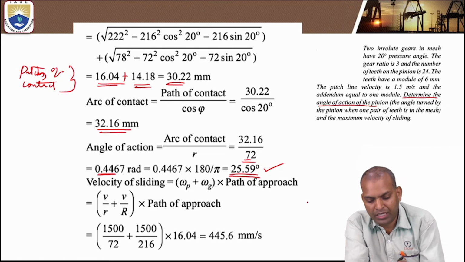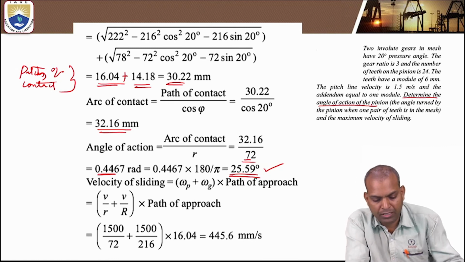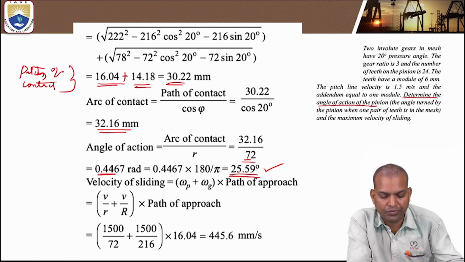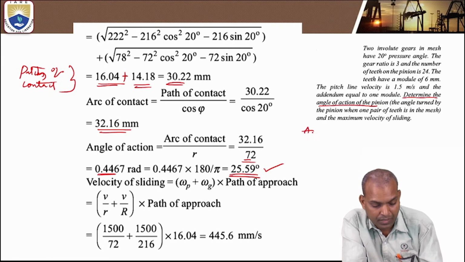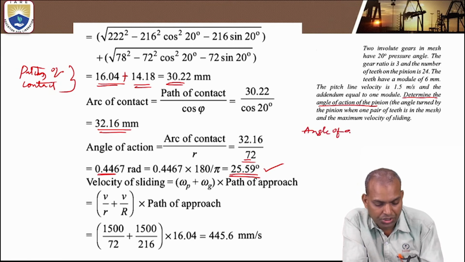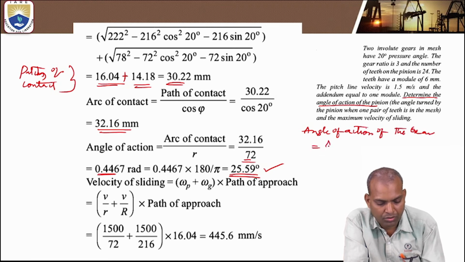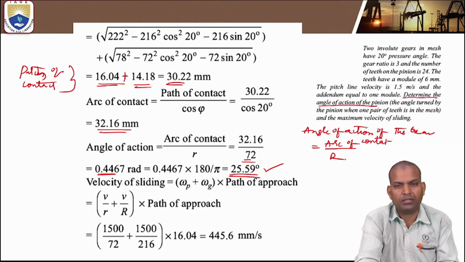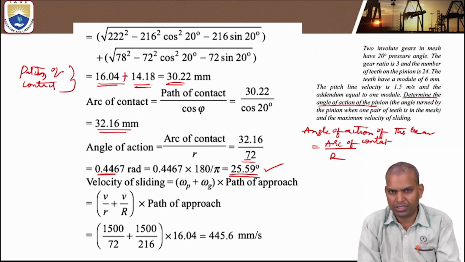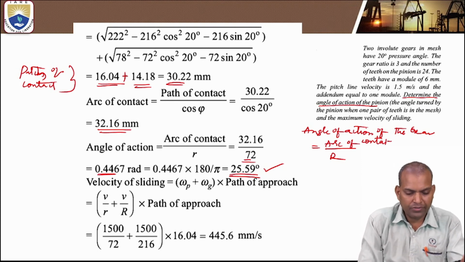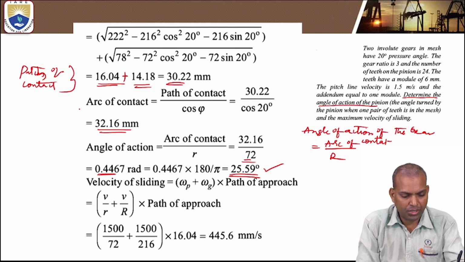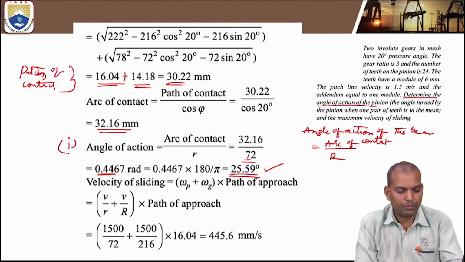That is the first objective. If we determine the angle of action of the gear, then the formula equals arc of contact divided by the pitch circle radius of the gear, capital R. Now the first objective, angle of action, is completed.